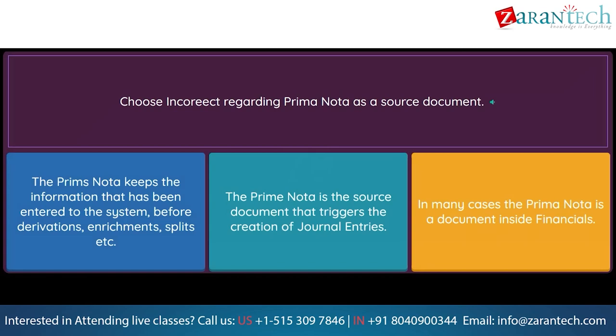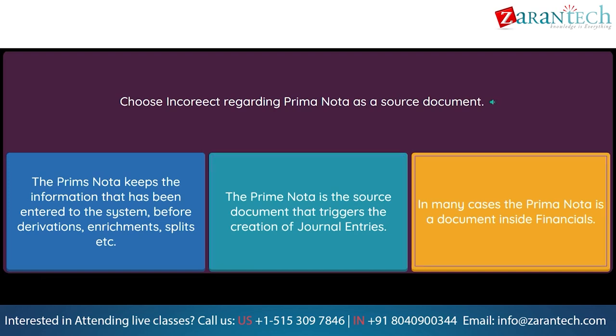Question: choose the incorrect statement regarding prima nota as a source document. Option 1: the prima nota keeps the information that has been entered into the system, before derivations, enrichments, splits, etc. Option 2: the prima nota is the source document that triggers the creation of journal entries. Option 3: in many cases the prima nota is a document inside financials.